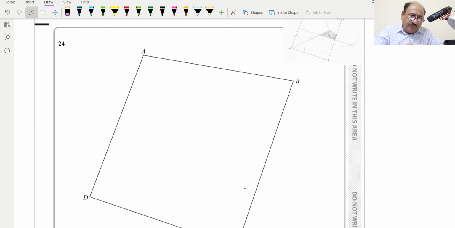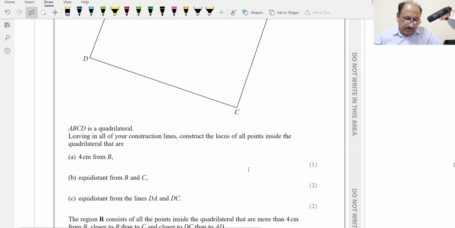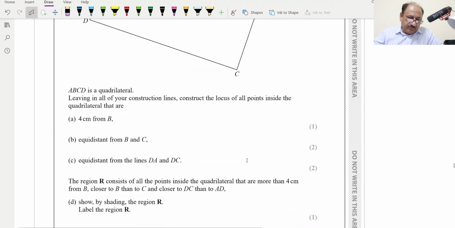Question number 24. Drawing is provided, and this is a proper drawing, so it's proper with scale. ABCD is a quadrilateral, leaving in all of your construction lines.